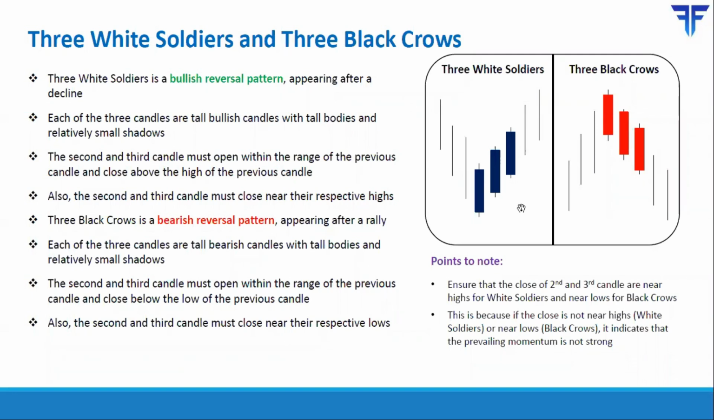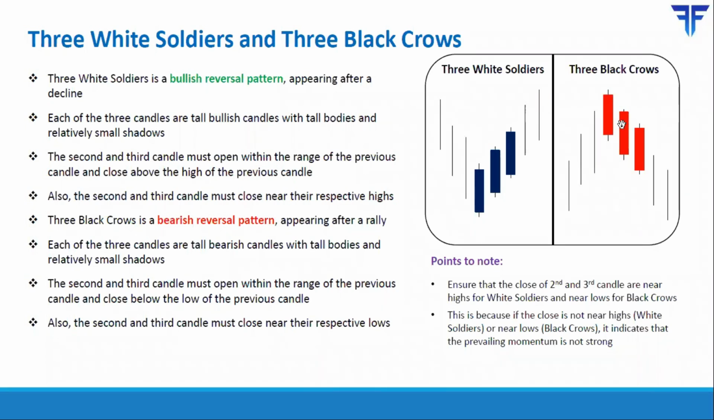The opposite of three white soldiers is three black crows. In this case, I've shown three black crows as a bearish reversal pattern, but sometimes it can appear as a bearish continuation pattern as well. Now, the first of the three candles is a tall red bodied candle, meaning the opening is well above the closing price of the first candle. So it's a tall bearish candle.